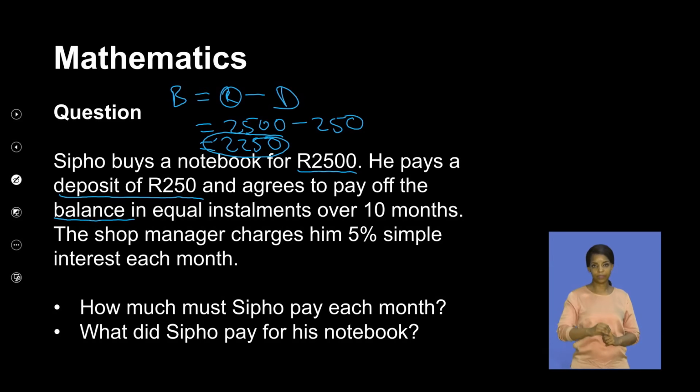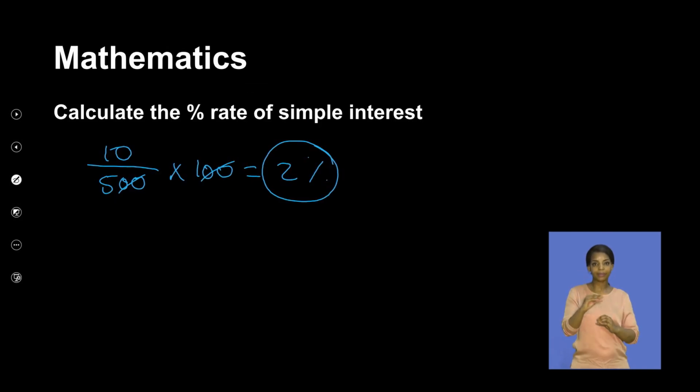And that will be the balance that the person is going to pay off in equal monthly payments over 10 months. But the shop manager then says, instead of you just paying that 2,250, I'm going to charge you 5% simple interest each month. Remember, simple interest is what? Simple growth. Now let's go to the previous slide and quickly talk about this.